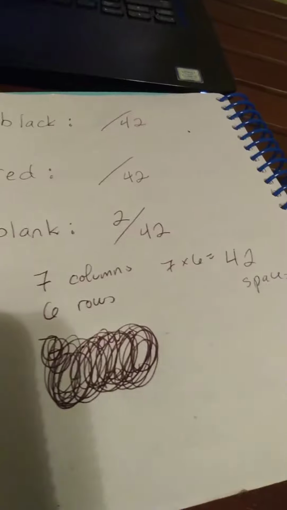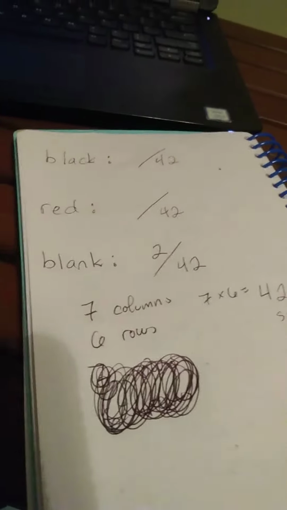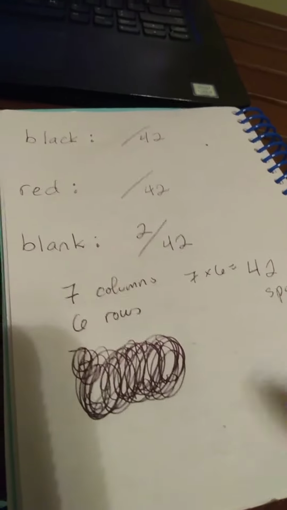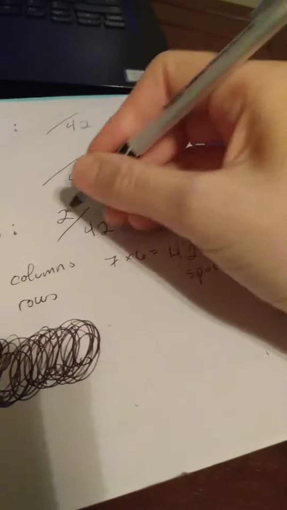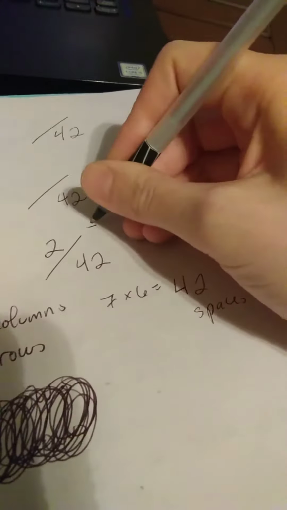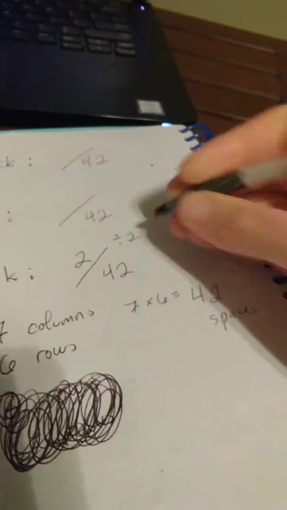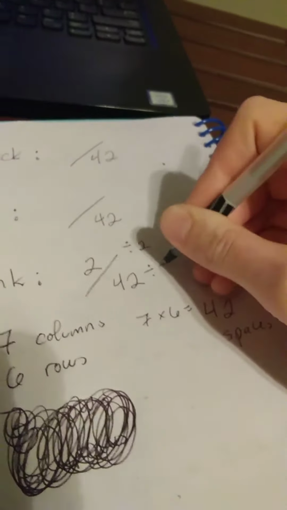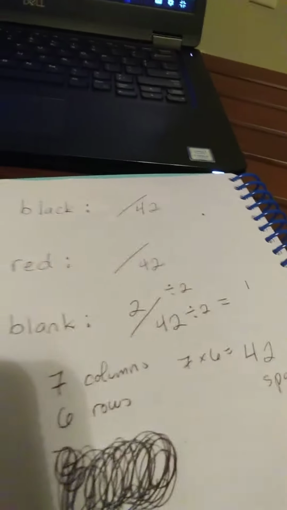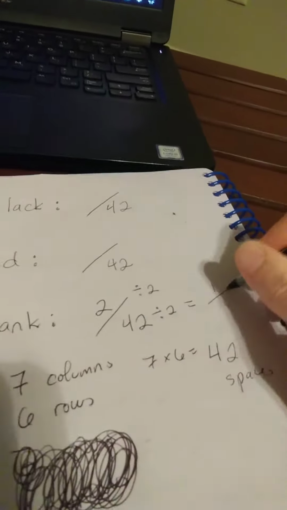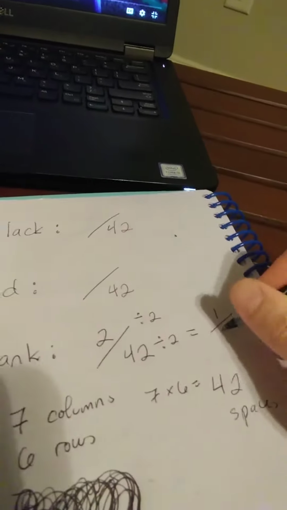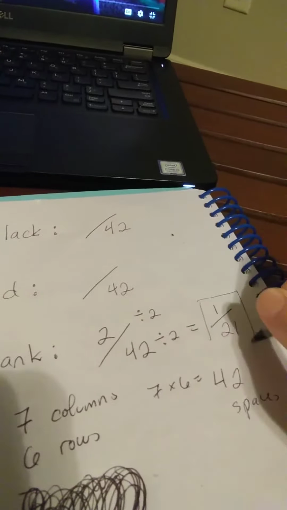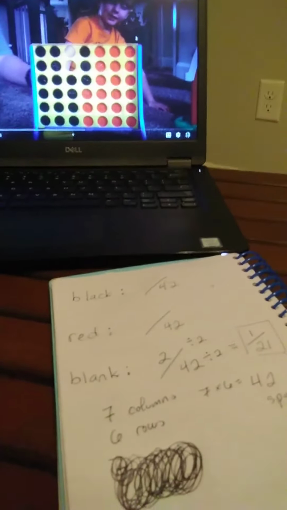If we want to simplify, we need to think what are common factors. That means numbers that multiply in. They both have 2 in common. We can divide by 2 on top. If we do it on top, we've got to do it on bottom. Remember, this stays equal because we're doing the same thing to both parts. 2 divided by 2 is 1. 42 divided by 2 is 21. That is the fraction of blank spaces.